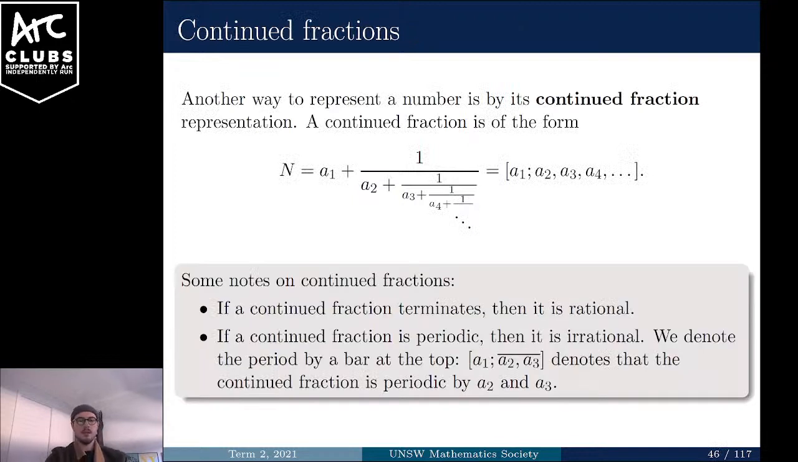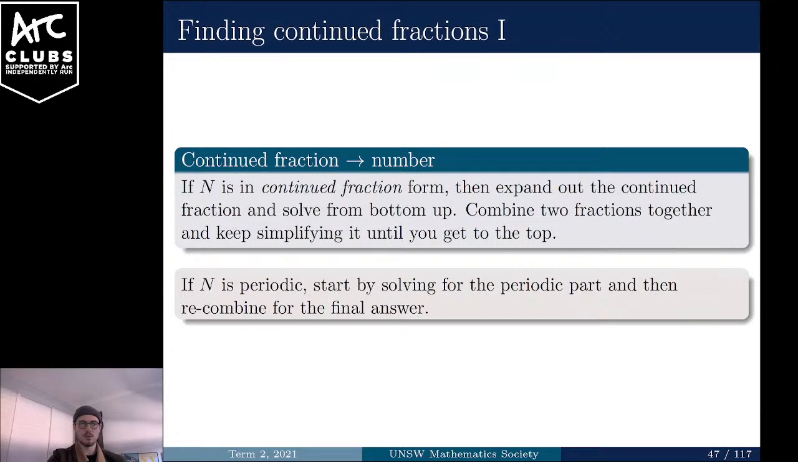All right, continued fractions. So let's have a look at this. Some notes on continued fractions. If a continued fraction terminates, then it's rational. If the continued fraction is periodic, then it is irrational. Let's talk about the mapping between the continued fractions and the number. So we denote the period by a bar at the top. We've been using this already. And denote that the continued fraction is periodic by A2 and A3. Yeah, cool. Excuse me. There should be a note here. Does it say it here? Yeah, it's coming up in a second.